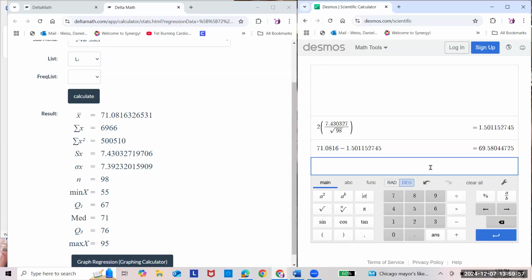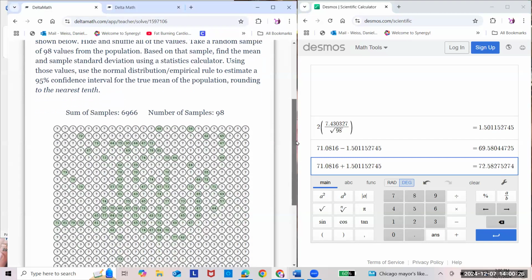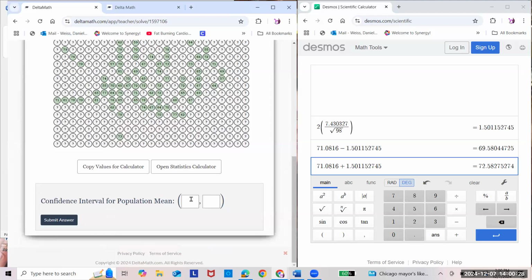We also need this 71.0816 plus the 1.501152745. And it gives us 72.58, which is 72.6. Okay, so now I'm going to go back to the problem and say, all right, confidence interval.